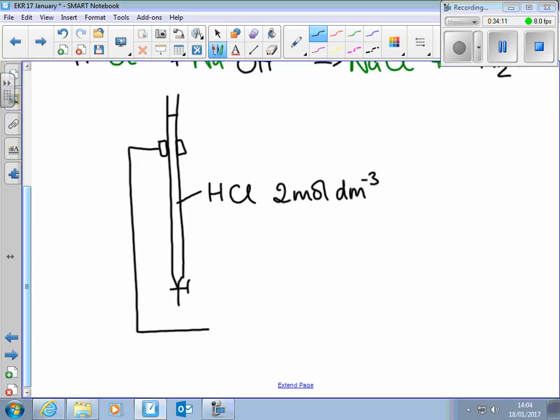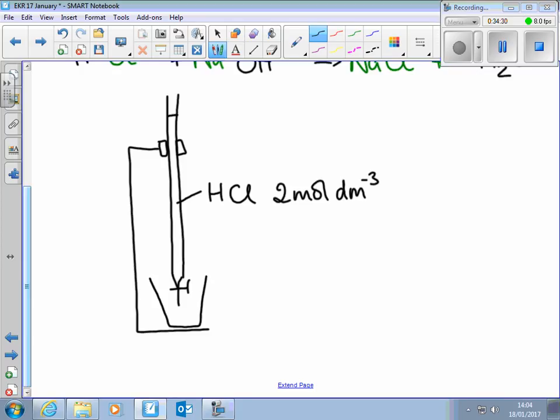You're going to run hydrochloric acid into sodium hydroxide. Now, before, you used a conical flask and you put an indicator in it. This time, you're not doing that. Right? You're going to use a calorimeter.